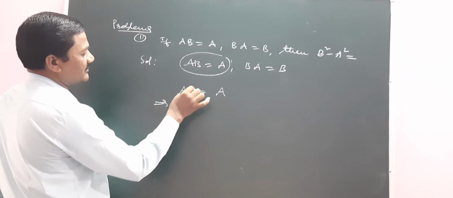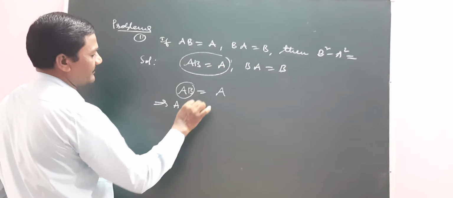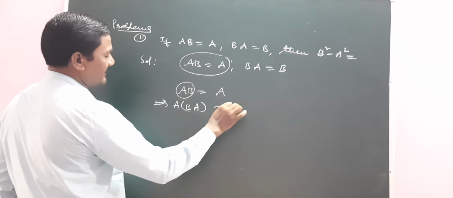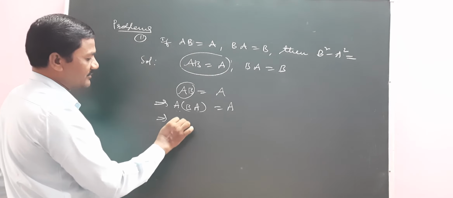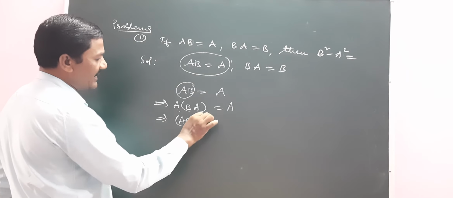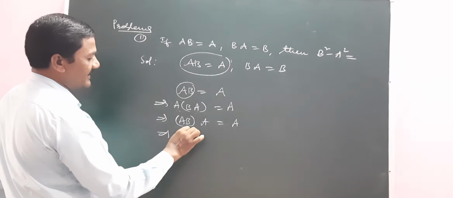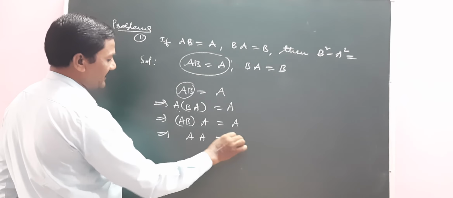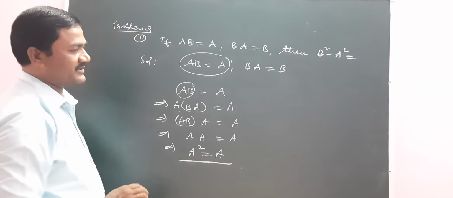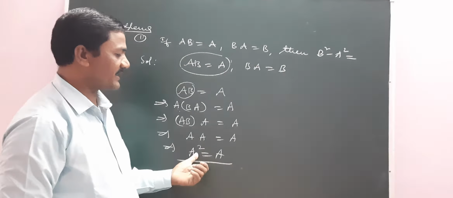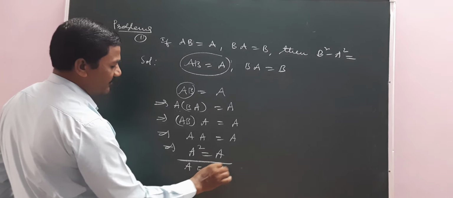Replacing B in AB by BA, we get A into BA is equal to A. Because matrix multiplication is associative, this gives AB into A is equal to A. Since AB is A, A into A is equal to A. This implies A square is equal to A. In the tree method, A square is equal to A means A is an idempotent matrix. So A is an idempotent matrix.